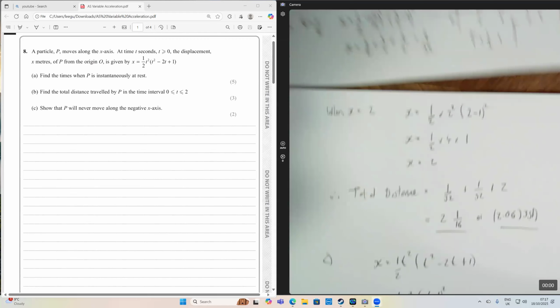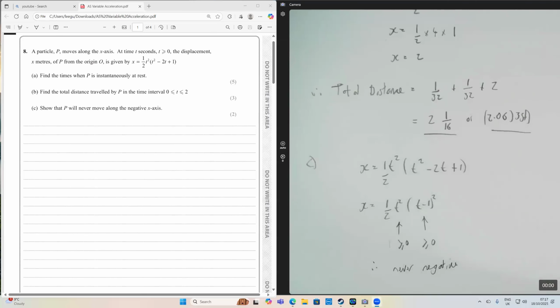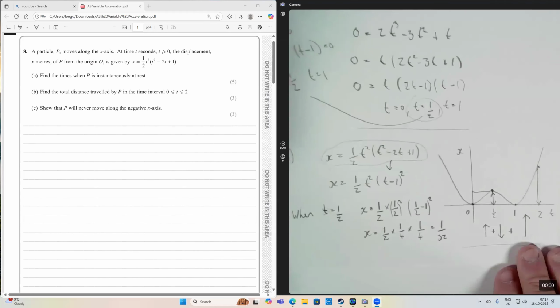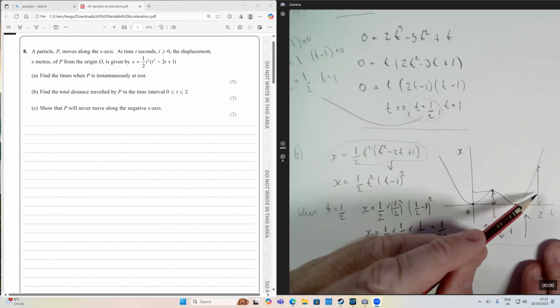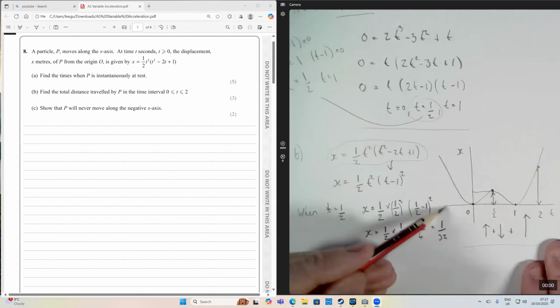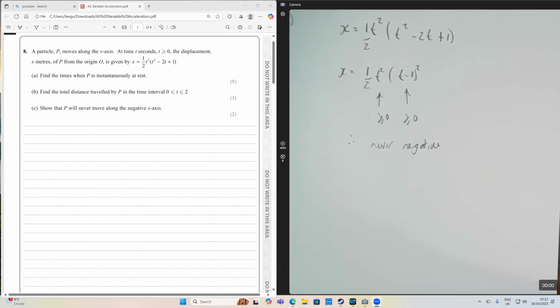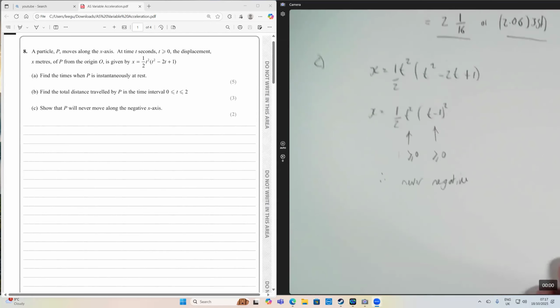And then finally, part C, what does it say? Show that P will never move along the negative x-axis. In other words, we've got to demonstrate that we understand that the curve is never going to go down here like this in the negative x. Well, we do that just by factorising it like we did to help us with part B.